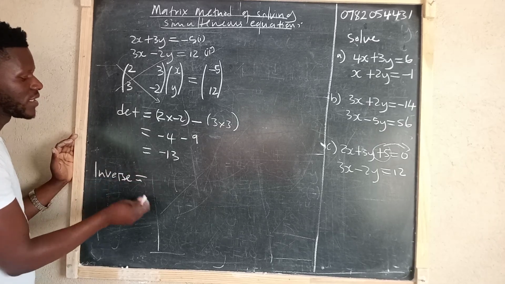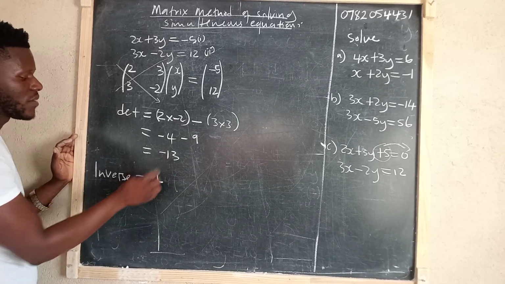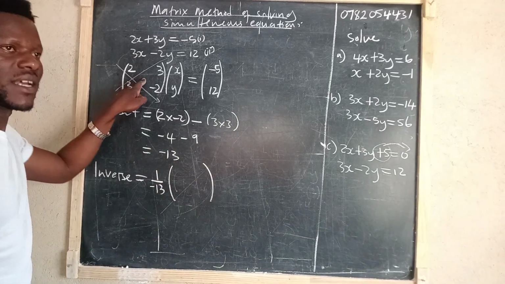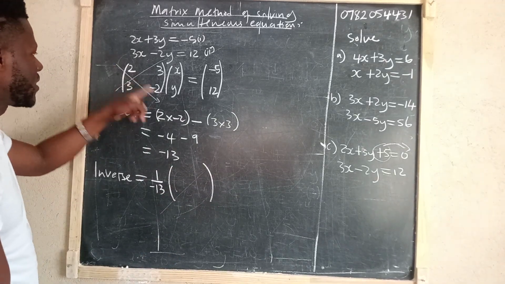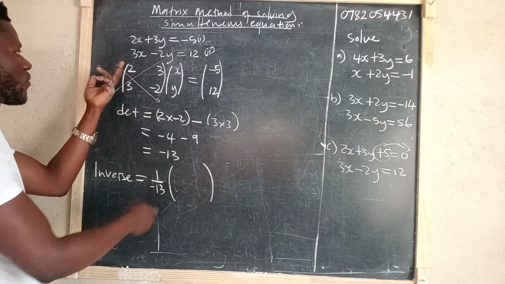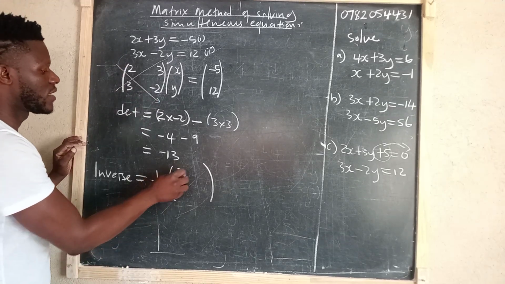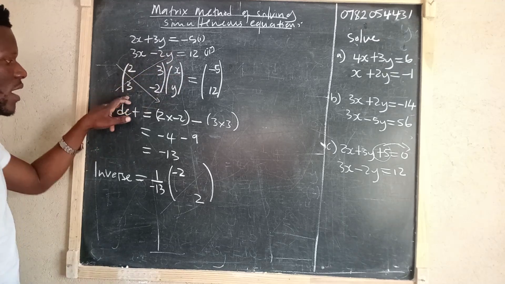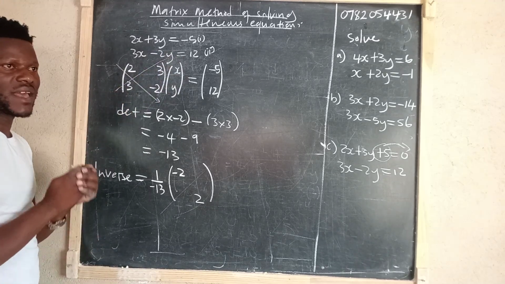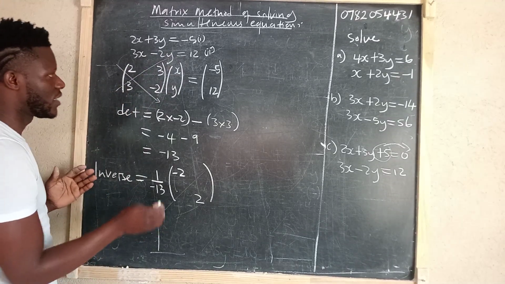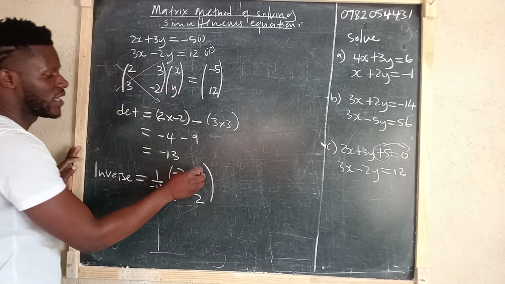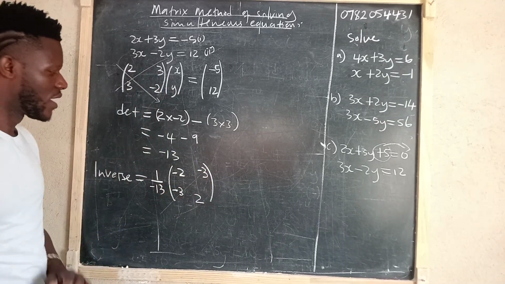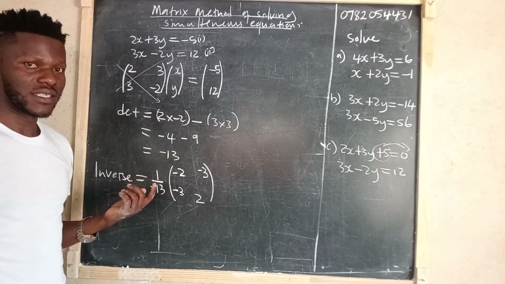How about the inverse? The inverse of the matrix is 1 over the determinant, -13, multiplied by this matrix. But now, numbers in the major diagonal or main diagonal will exchange positions. That is -2 and 2. Numbers in the off diagonal, they are multiplied by -1, or will simply change their signs. If it was +3, it becomes -3, another one -3. This is the inverse of the matrix.